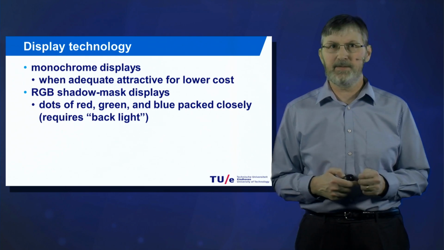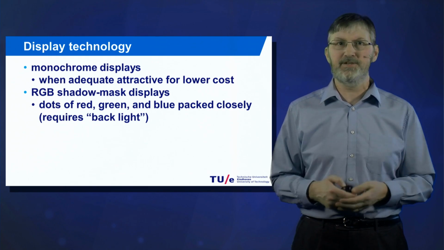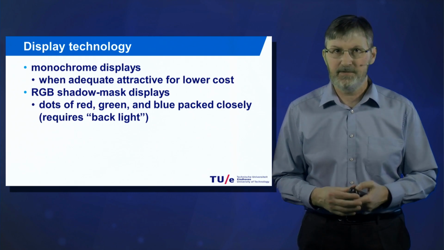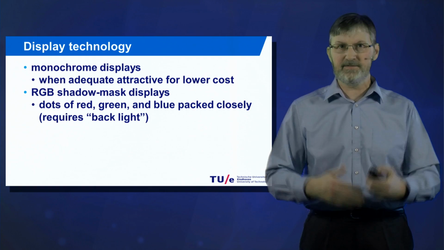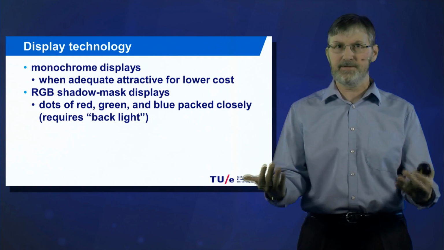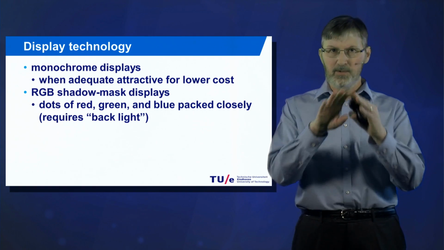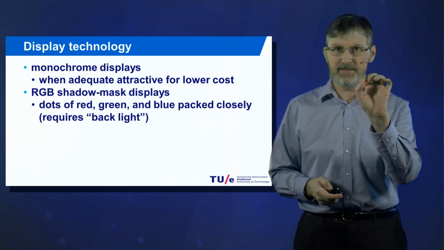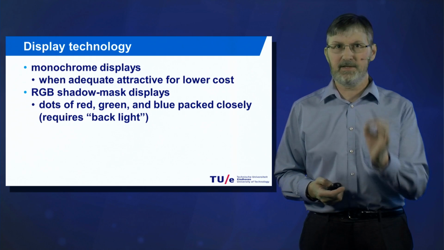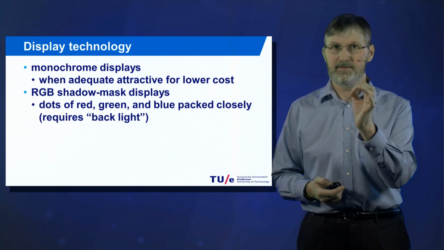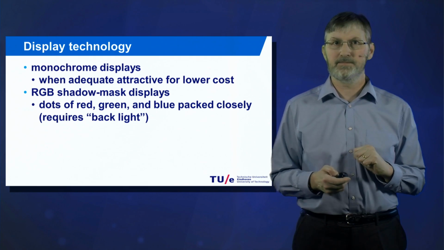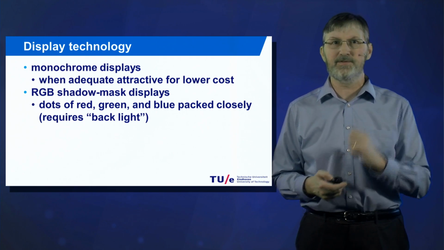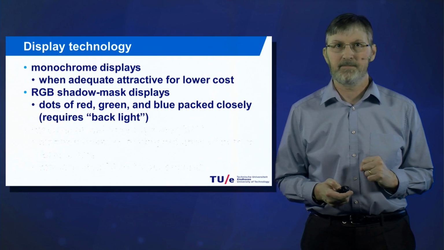Most displays nowadays are so-called RGB shadow mask displays. This technology requires that there is a bright white light source, and then for the whole raster of dots we want to show, there are filters that for each dot can let through the red, the green, or the blue color. And they're packed so closely together that you don't see the individual dots.